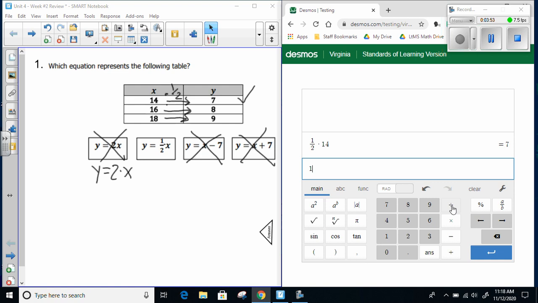So I can type in 1/2 times 16, and the answer is 8. So the second row in my table also works with that equation. 16 times 1/2 will give me 8. Now let's check to see that 18 times 1/2 will give us 9.